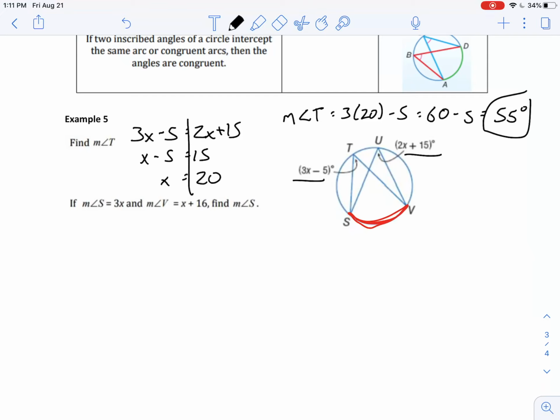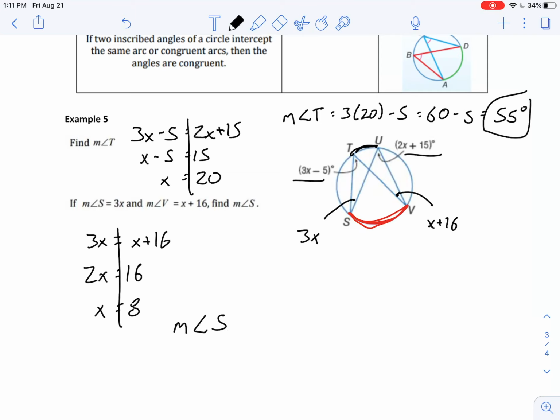Now, they're saying the measure of angle S is 3x, and angle V is x plus 16. Both of these subtend the same arc, so again, they're congruent. So I'm going to subtract x from both sides, divide by 2, and I get 8. So the measure of angle S is 3x, so it's 3 times 8, which is 24 degrees.